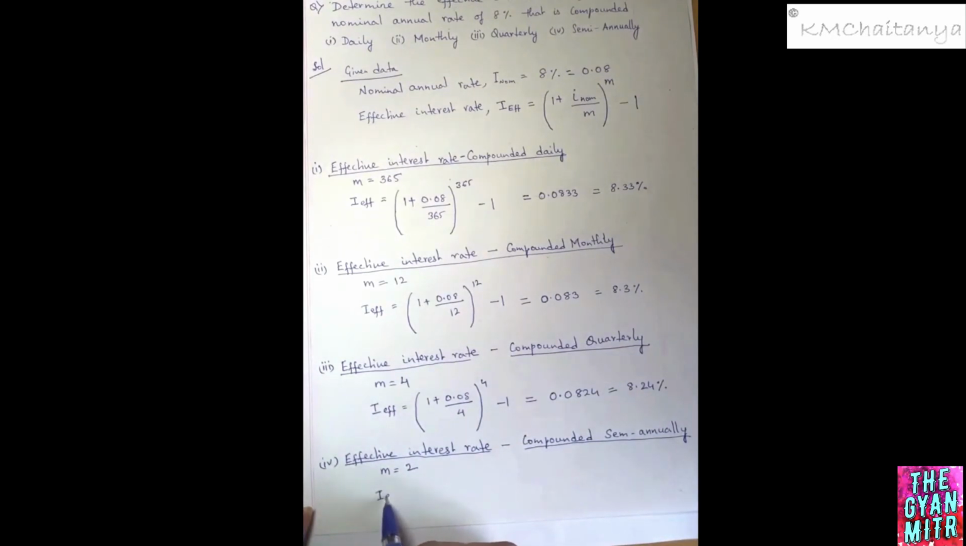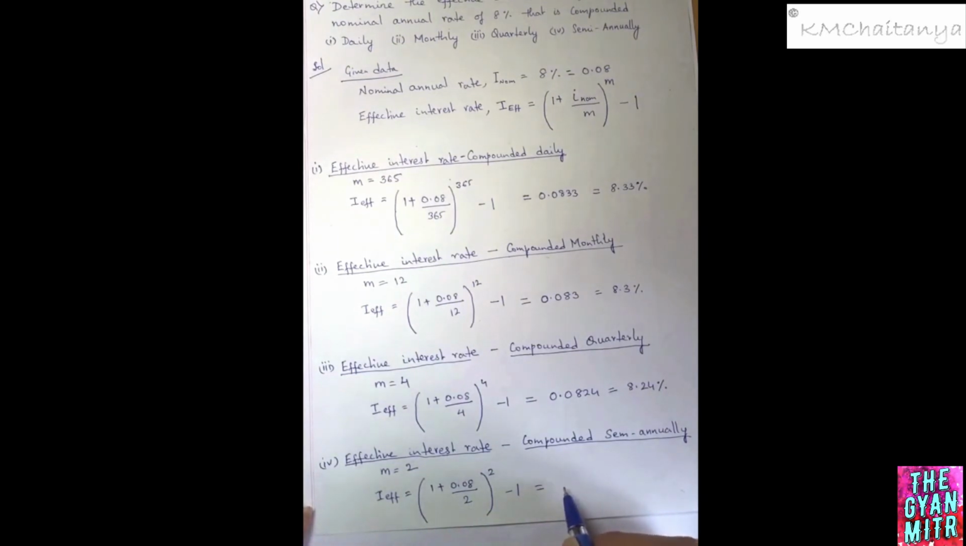So half yearly means there are 2 half years in a year. Therefore, I effective is equal to (1 + 0.08/2)^2 - 1. If you solve this, you are going to get the effective interest rate to be equal to 0.0816. This is in decimals. Again, if I convert it into percentage, it is 8.16%. So how do you convert the decimal into percentage? You just have to multiply it by 100. You are going to get it in terms of percentage.